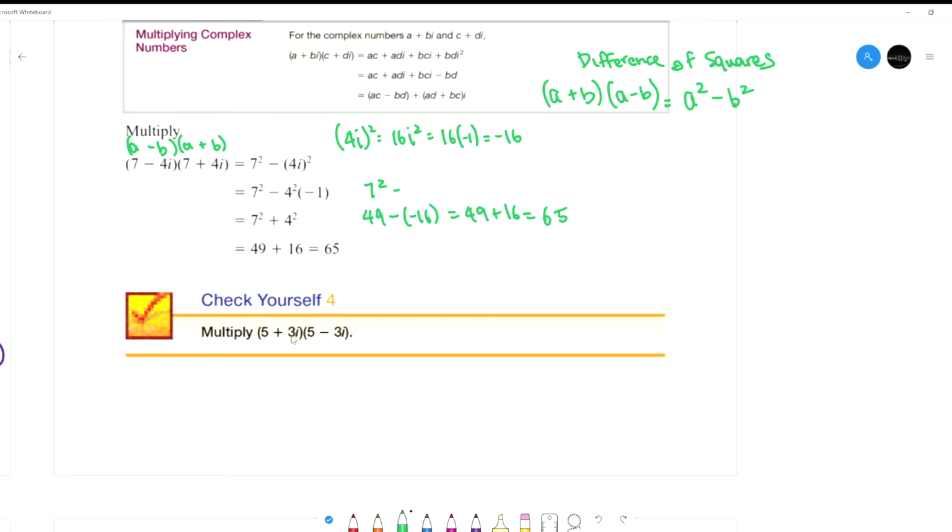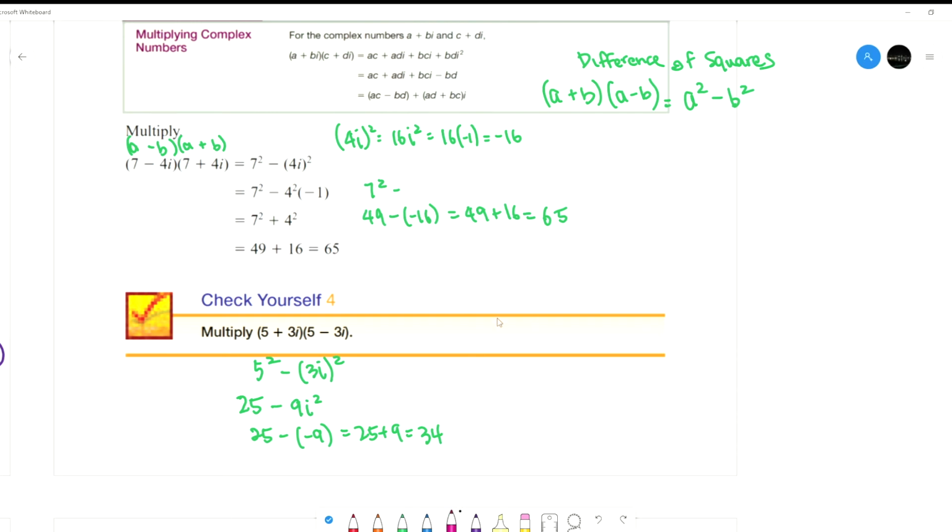So let's look at this problem on the bottom. You could FOIL it, right? But if you remember the formula, it's just 5 squared minus 3i squared. So this is 25 minus 9i squared. i squared is negative 1, so this is 25 minus negative 9. 25 plus 9 is 34.